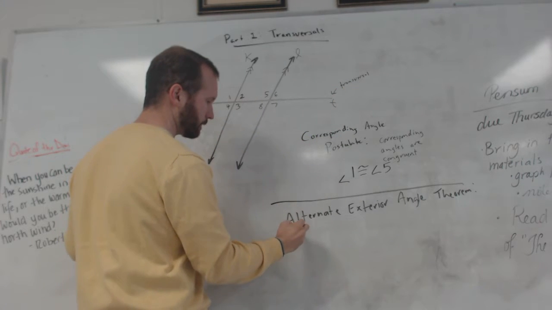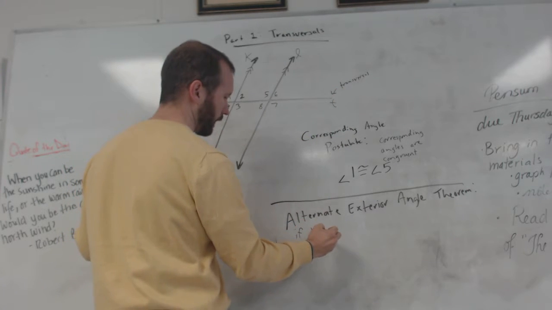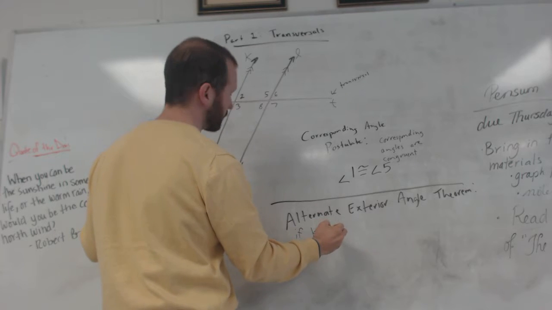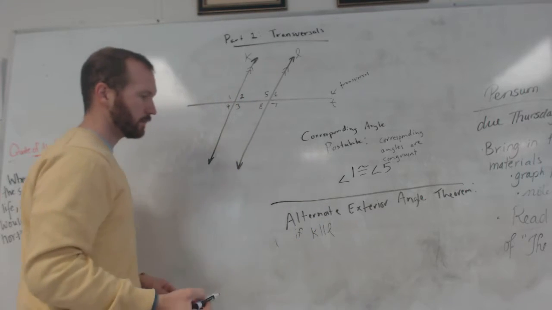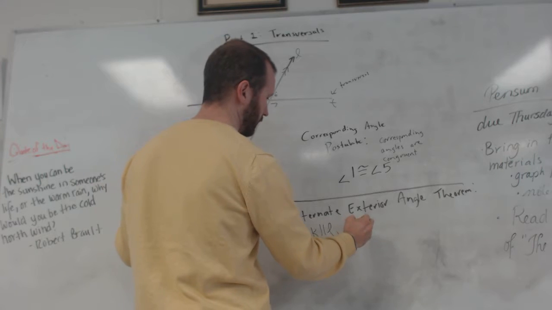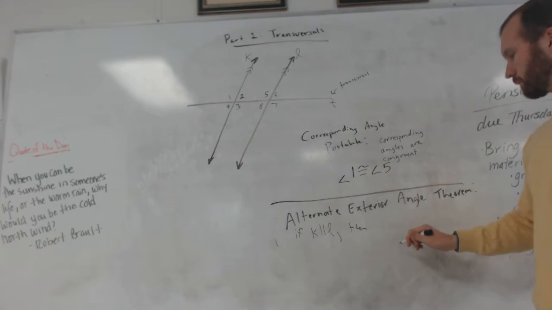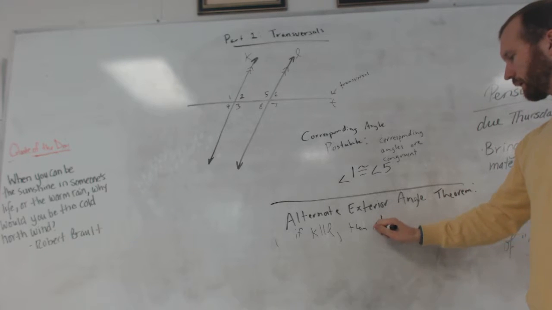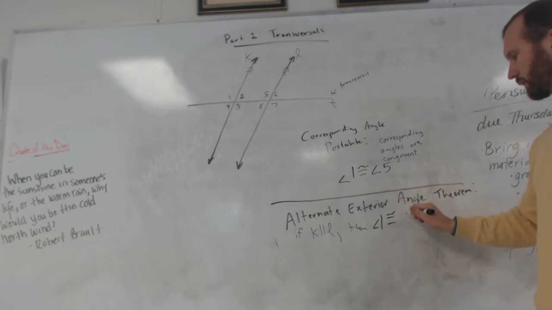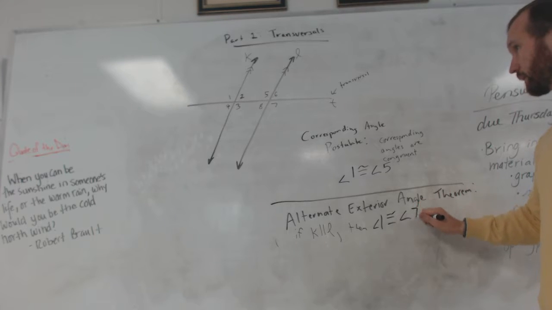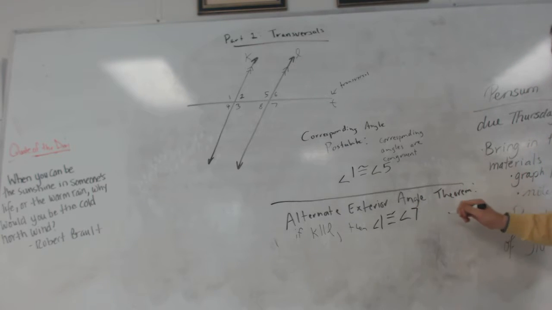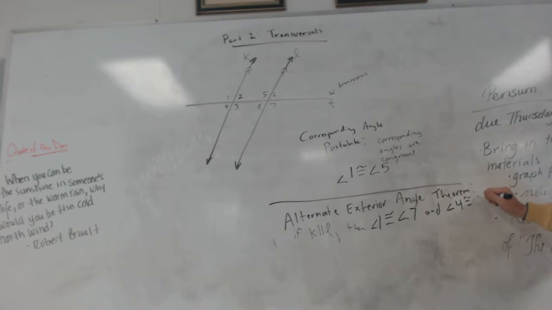If K is parallel to L, then angle 1 is congruent to angle 7, and angle 4 is congruent with angle 6.